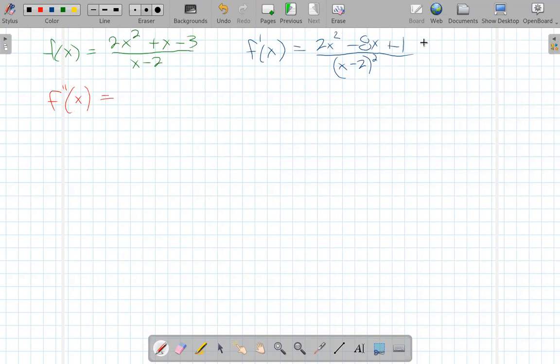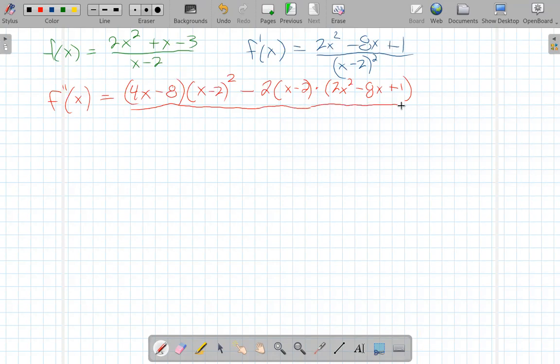All right, so the derivative of the numerator of the first derivative, 2 times 2, is 4x minus 8, times the bottom, x minus 2 squared. And then we have a minus the derivative of the bottom. The derivative of something to the power 2 is 2 times that something to the power 1, and then multiply by the derivative of the inside; the derivative of x minus 2 is just 1. So that right there is the derivative of the bottom, times the top, 2x squared minus 8x plus 1. And all of that is over the denominator squared. The square of a square is a 4th power.